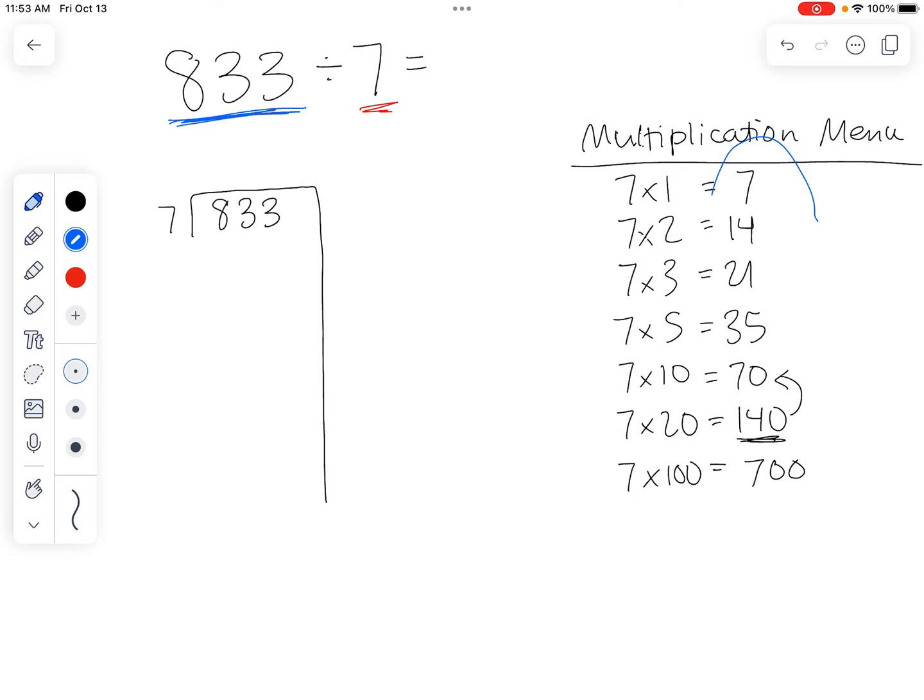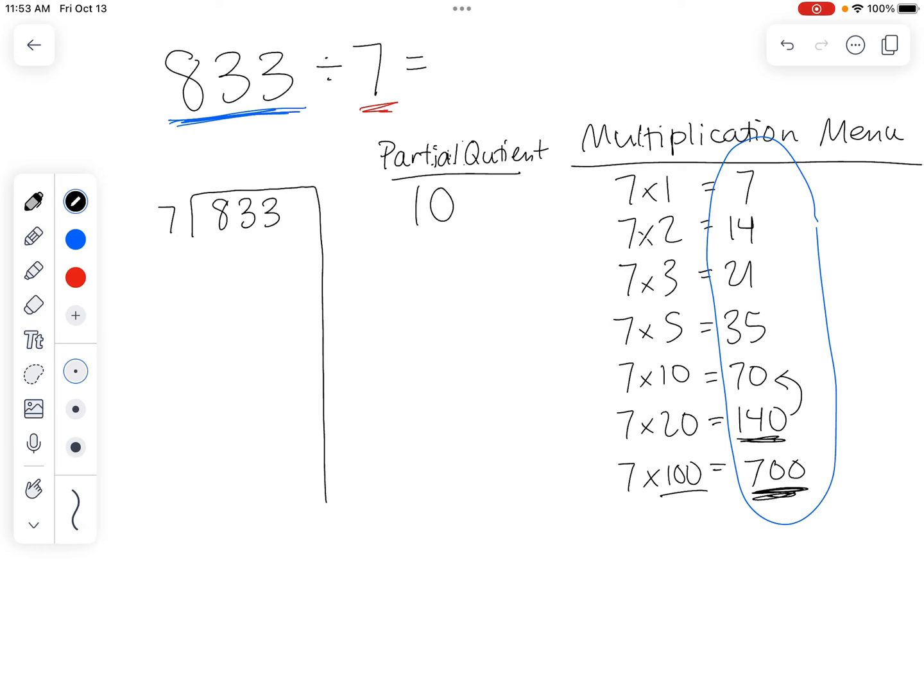Now if I look at all these numbers on the right hand side, which one gets me closest to the number 833? 700. And how many groups of 7 was that? That's 100 groups. So my partial quotient, not sure why that keeps happening, is 100. That's going to be part of my answer. If I have 100 groups of 7, that would be 700. And if I subtract it, I still have 133 that I have to build out of groups of 7.